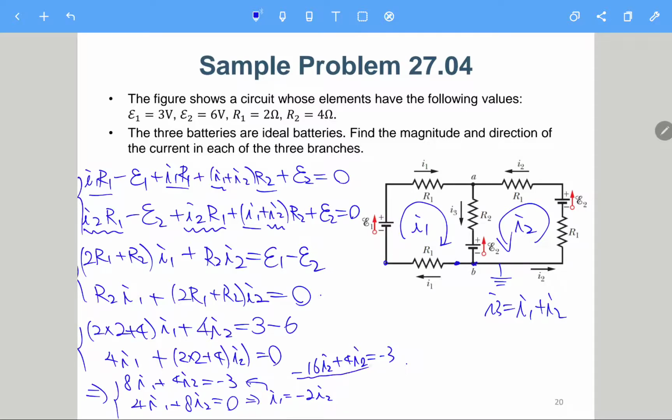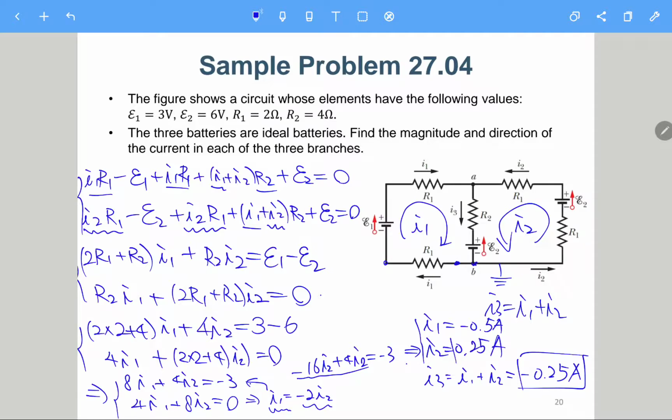So we have totally minus 12 I2 on the left side. So in this case, we have I2 equals 0.25 A. And then I1 is minus 2 I2, which means I1 is minus 0.5. So we finally can solve I1 and I2. And of course, I3 is I1 plus I2, which means it is minus 0.5 plus 0.25, which is minus 0.25.